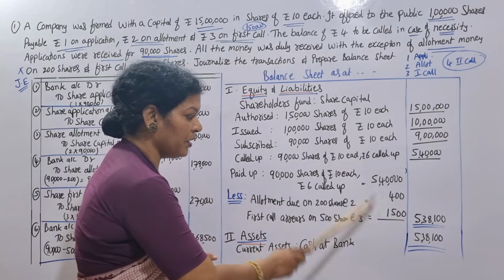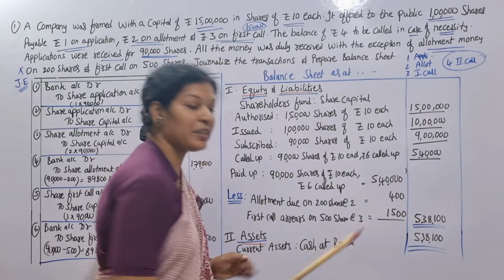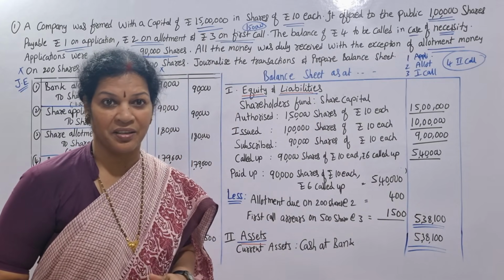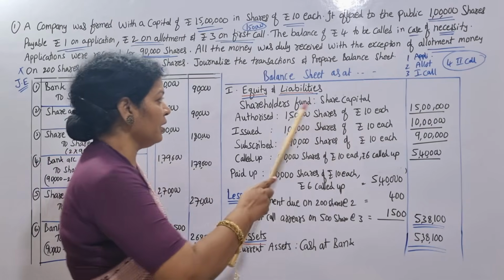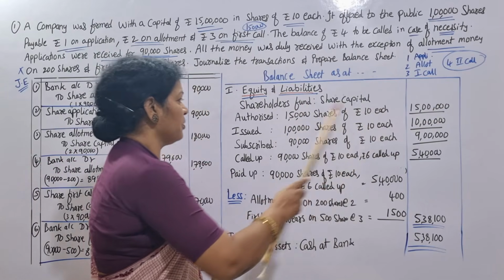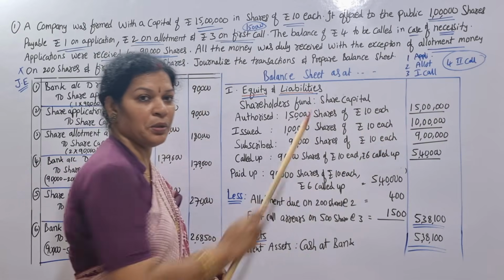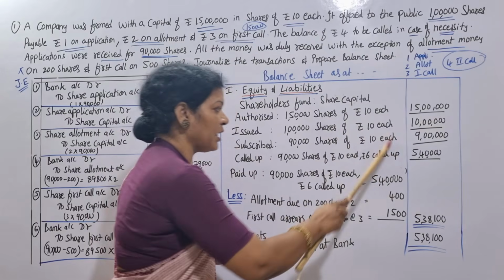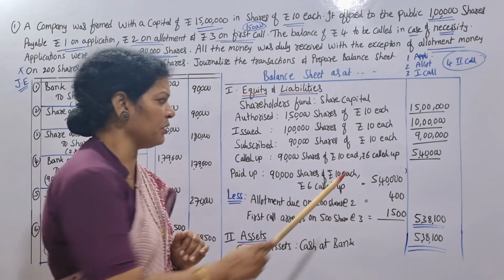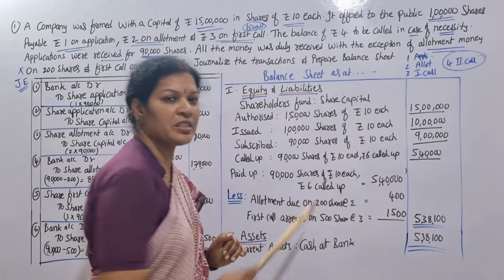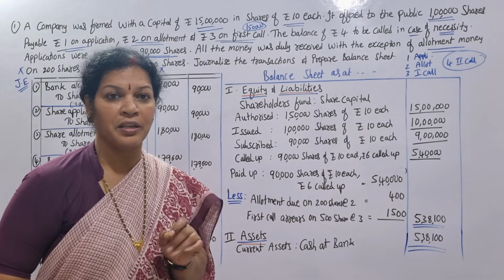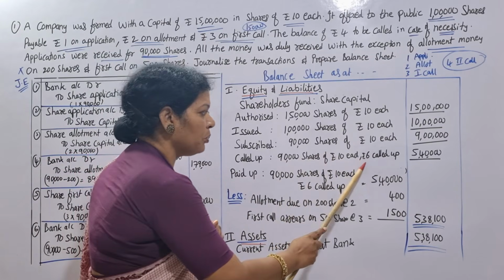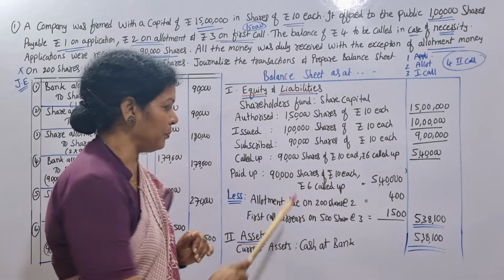5,40,000 minus 400 and 1500. It comes to 5,38,100, which is the share capital amount we are receiving. Are you getting it? Total authorized is this much, but they are issuing only 10 lakh. But how much is subscribed? 9 lakh subscribed. Out of the 9 lakh subscription, we have called up only 6 rupees, not 10 rupees. So that comes to 90,000 into 6, 5,40,000.